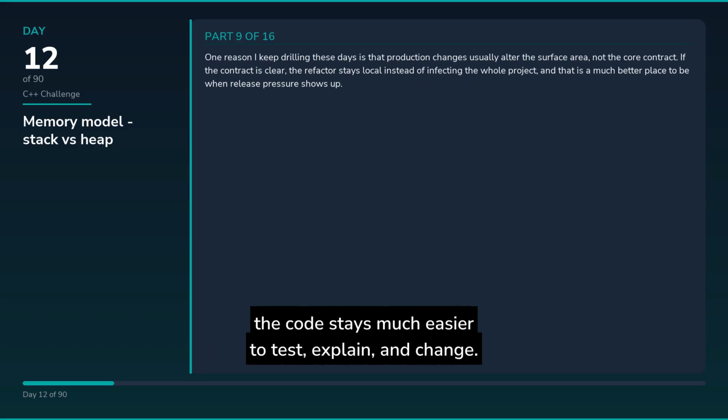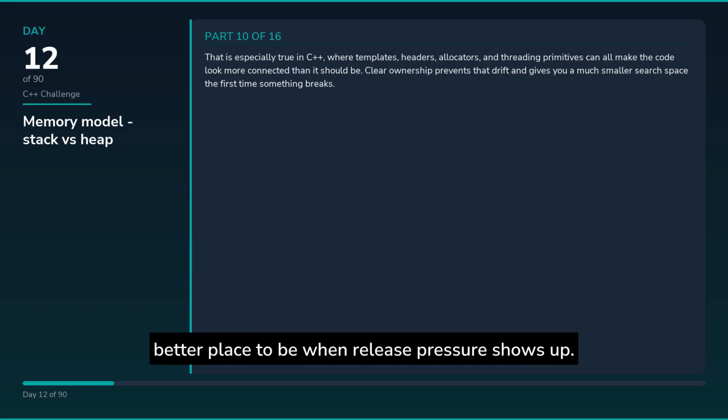One reason I keep drilling these days is that production changes usually alter the surface area, not the core contract. If the contract is clear, the refactor stays local instead of infecting the whole project, and that is a much better place to be when release pressure shows up. That is especially true in C++, where templates, headers, allocators, and threading primitives can all make the code look more connected than it should be.